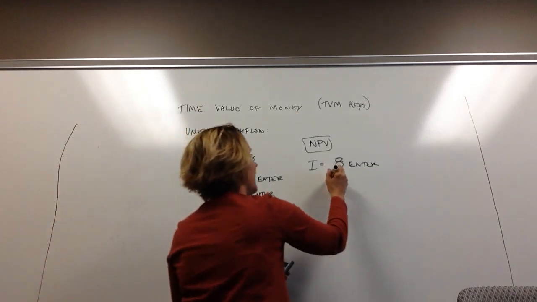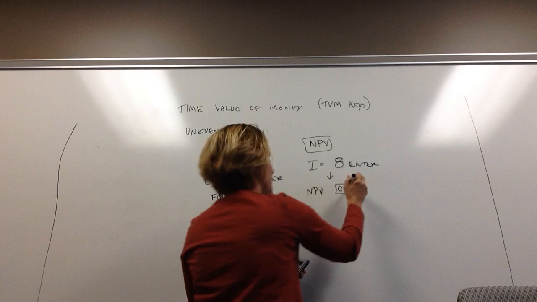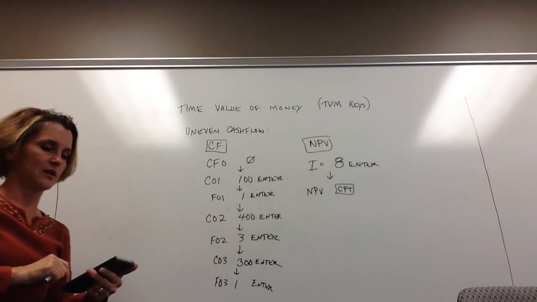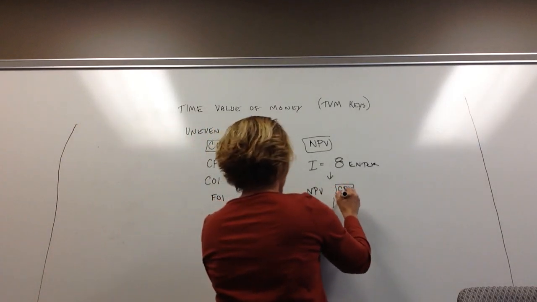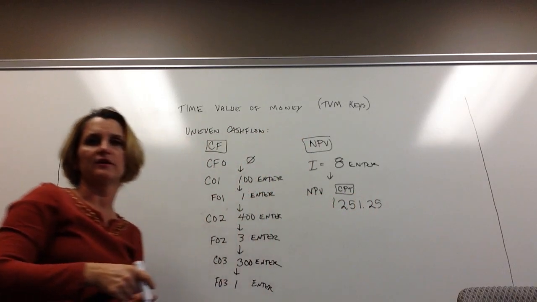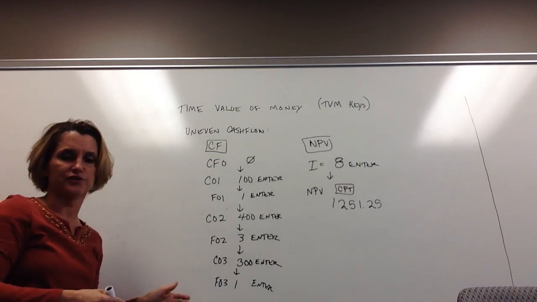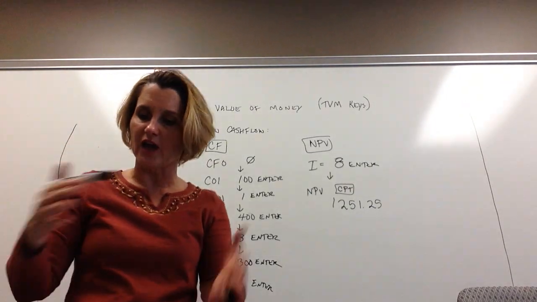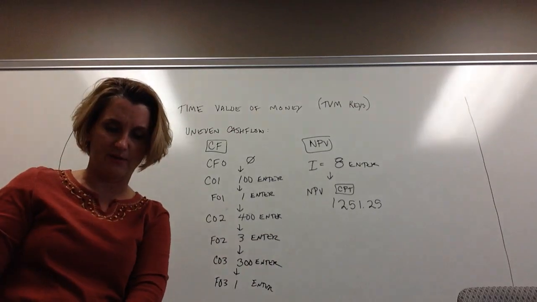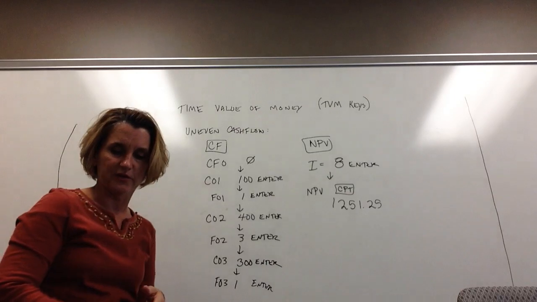and then we arrow down, and that next field we come to is the net present value, and we push compute. And that gives me $1,251.25 if I round it. So that would be my net present value of this uneven cash flow stream. So anytime you have cash flows like that that are not the exact same amount every year, that's kind of what you're going to want to do, is put it into that type of computation.